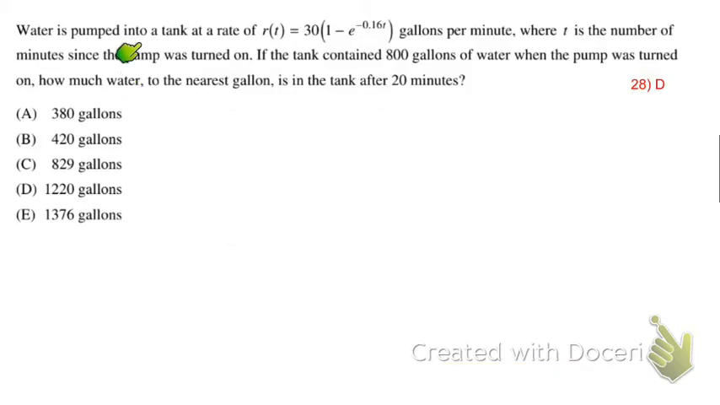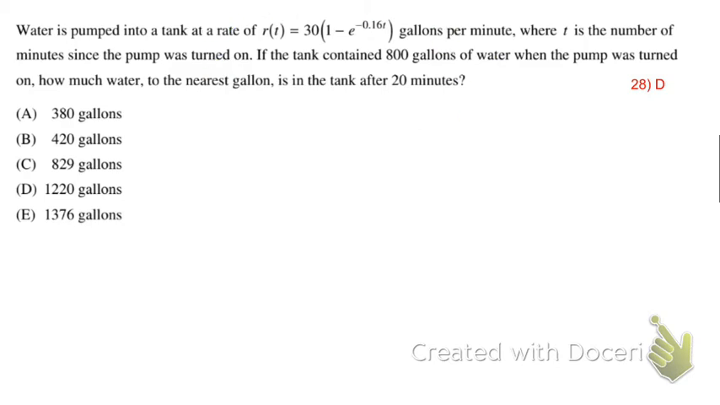It says water is pumped into a tank at a rate of R of T equals this equation, gallons per minute, where T is the number of minutes since the pump was turned on. If the tank contained 800 gallons of water when the pump was turned on, how much water to the nearest gallon is in the tank after 20 minutes? So I'm going to go ahead and set up an integral, and then I'm going to show you how I put it into my calculator.